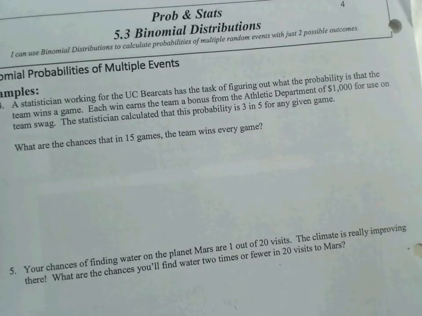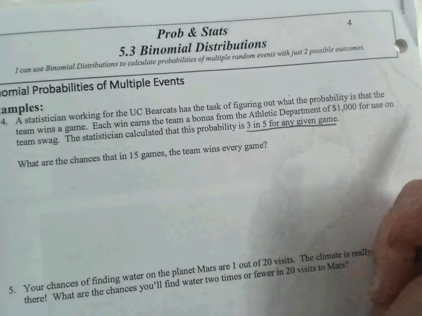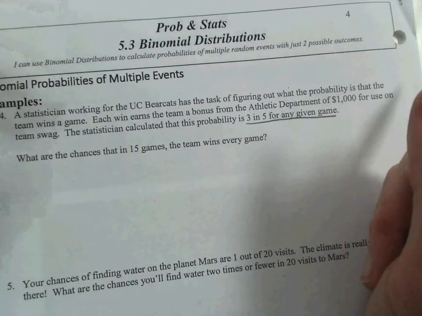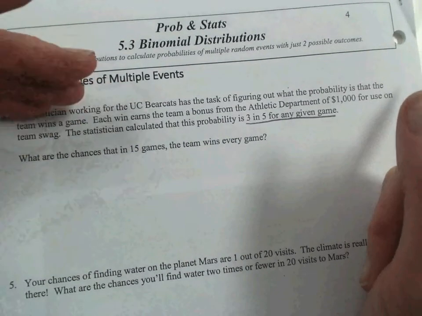So example 1, a statistician working for the UC Bearcats has the task of figuring out what the probability is that the team wins a game. Each win earns the team a bonus from the athletic department of $1,000 for use on team swag. The statistician calculated that this probability is 3 in 5 for any given game. So what are the chances that in 15 games the team wins every game?